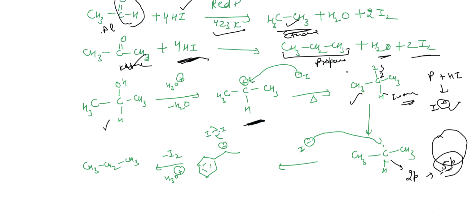Again, I negative is attacking on this radical. Now the carbon has a single unpaired electron. We will call it a radical. When this I negative attacks this radical, there will be generation of a negative charge on this carbon.